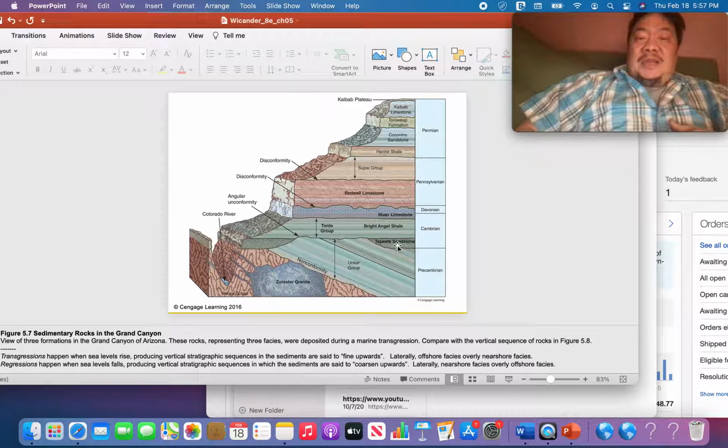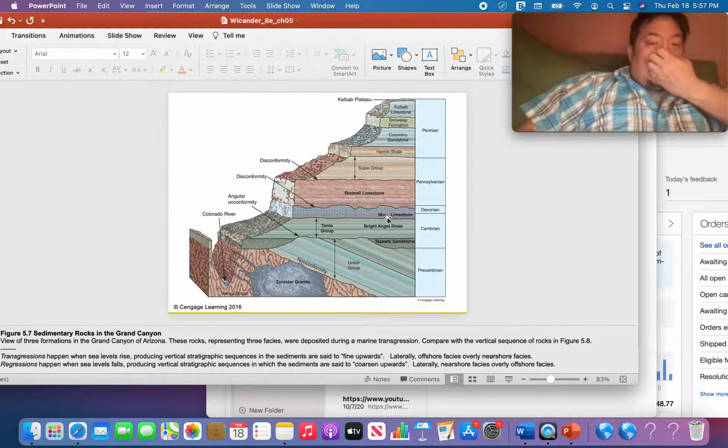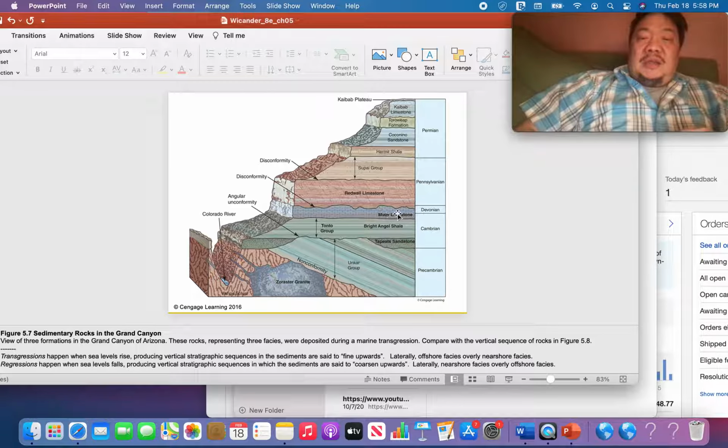Then the Tapeats sandstone was deposited. Then the Bright Angel shale was deposited. Then sea level rose and covered up this part of Colorado, depositing the Muav limestone. Uplift and erosion, forming a disconformity. Sea level rose again, covering this part of Colorado and depositing the Redwall limestone.